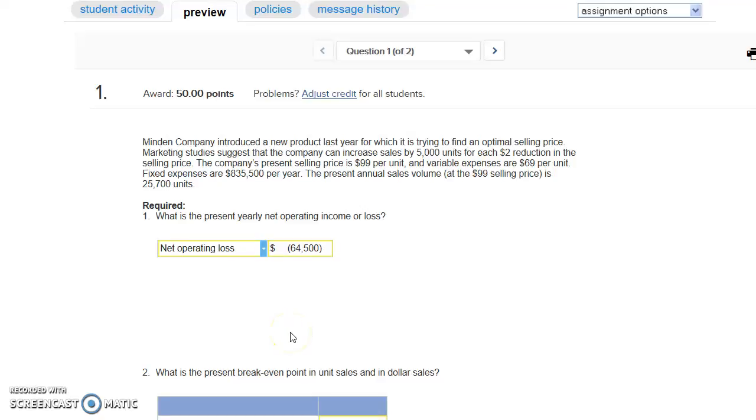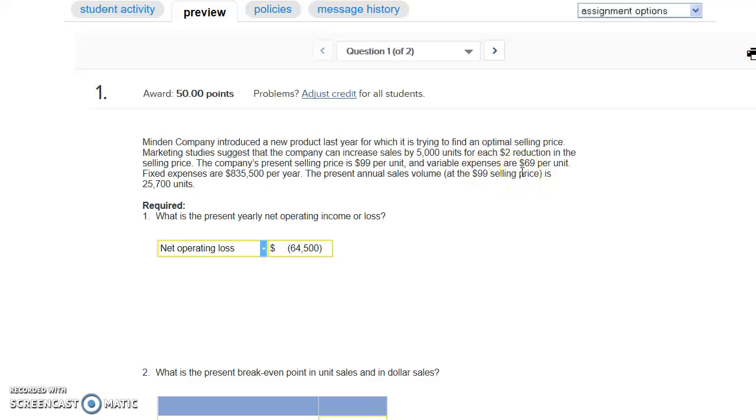This is chapter 5, the problem for the first one. So I wanted to talk about the break even and the contribution margin. In this particular one, let's not worry about what they're talking about with the sales increase at this point. Basically what it's saying is that we are selling whatever it is we happen to be selling at $99 per unit, and variable expenses are $69 per unit.